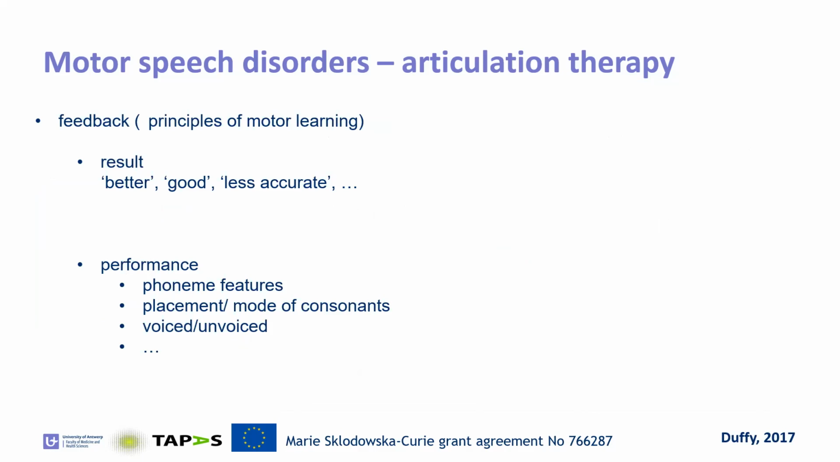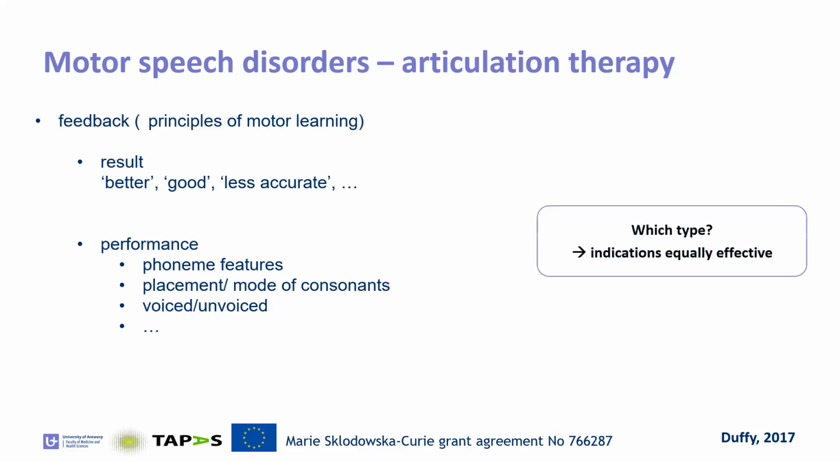Now, something more about the feedback. Feedback is important to change behavior. And for articulation, we can either give feedback about the result: oh, it's better, oh, it's good, oh, no, this one was not so accurate. That's actually what we are saying all the time. Or we can go more into detail and give the patient information about his performance, about the phoneme features. And then it depends on what we hear or think we hear. Now, which type of feedback is the best? There is something where we certainly need more research.